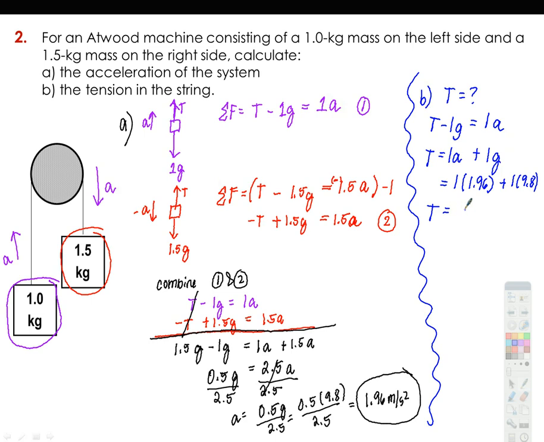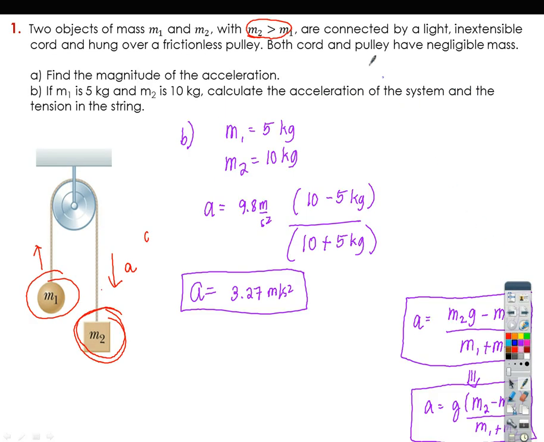This should be equivalent to 11.76 newtons. So that is our tension. Okay, let me just go back to number 1 because I think in number 1 we need to calculate for the tension also. I just calculated the acceleration. Okay, so for number 1 it will be the same thing for the tension.